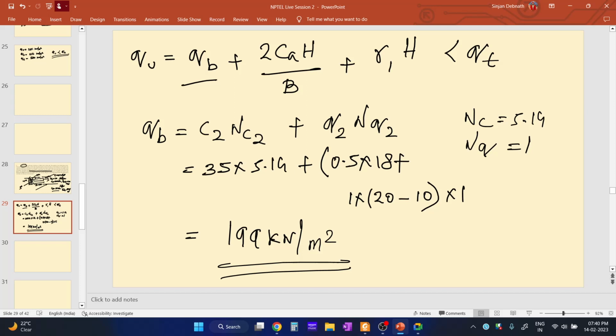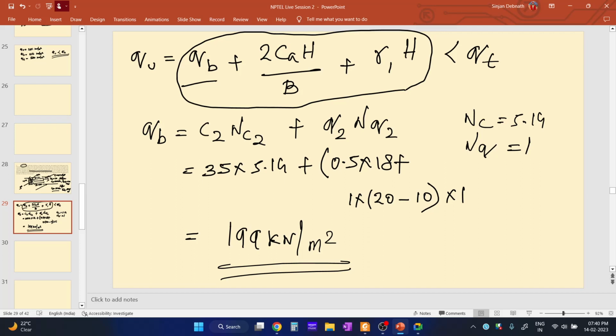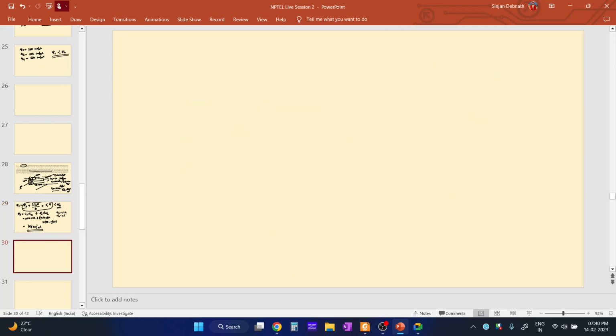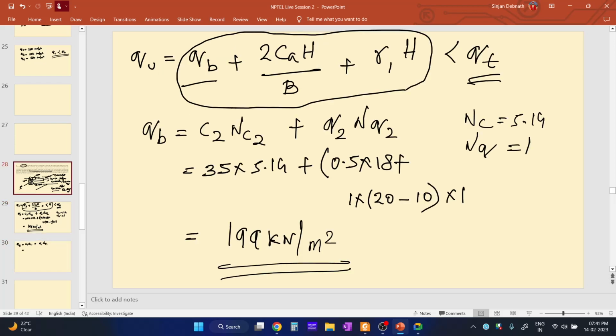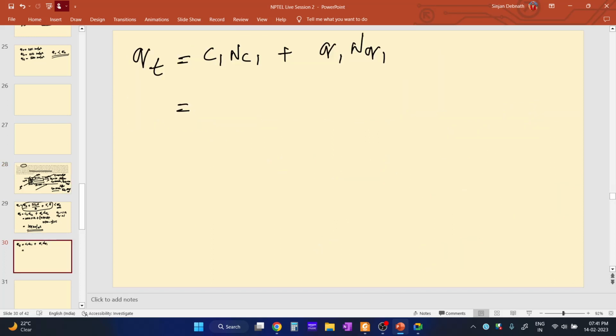So now we need to check this value, I have not calculated everything. We will also find out whether this part is less than qt or not, because this is the limit. It must be less than qt. So we also need to find out qt, that is the bearing capacity of the top layer. So what is the bearing capacity of the top layer? That is c1 Nc1 plus q1 Nq1. Okay. So what is the value of c1? c1 is 100 kPa.